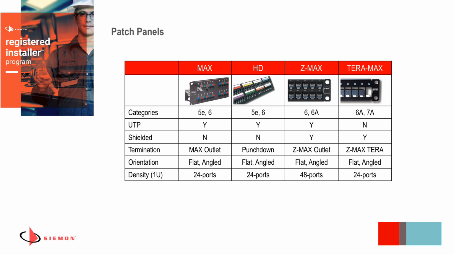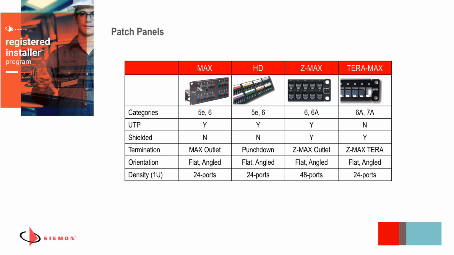For the HD, same categories of cable. It's applicable to categories 5E and 6, UTP and shielded. The only difference is instead of terminating it onto a MAX outlet and then snapping the MAX outlet in place, you're terminating directly onto a panel that has all the outlets pre-installed. They're not actually MAX outlets, they're just integrated outlets on the patch panel. So for the sake of cost, it's a little more cost effective and a little easier to terminate because you don't have to worry about bringing cables into place. So it's a fully integrated style patch panel design.